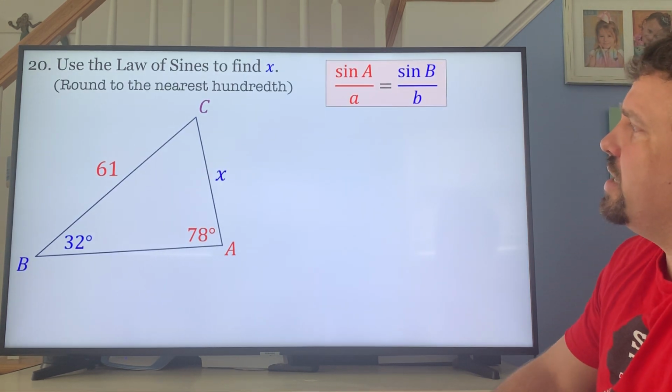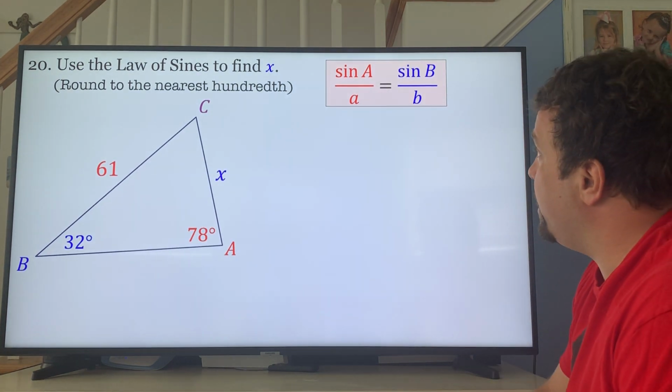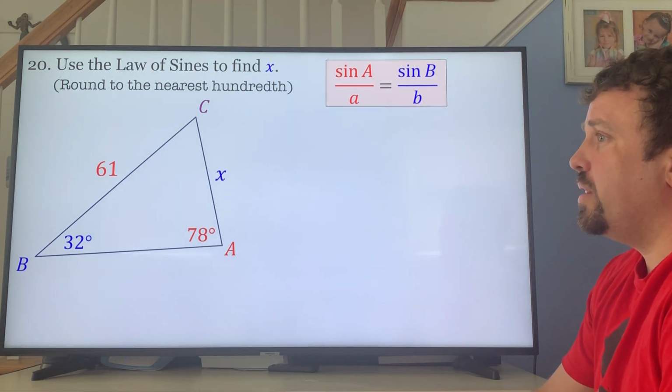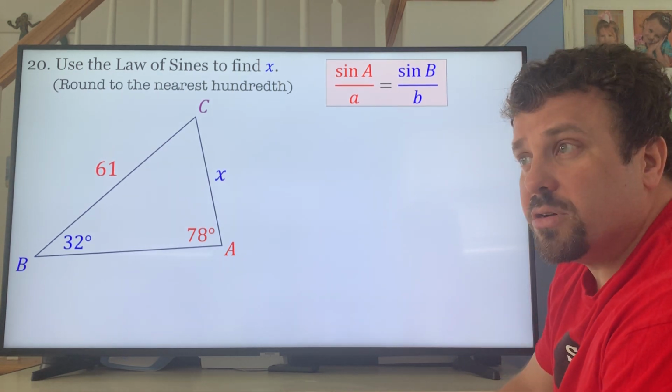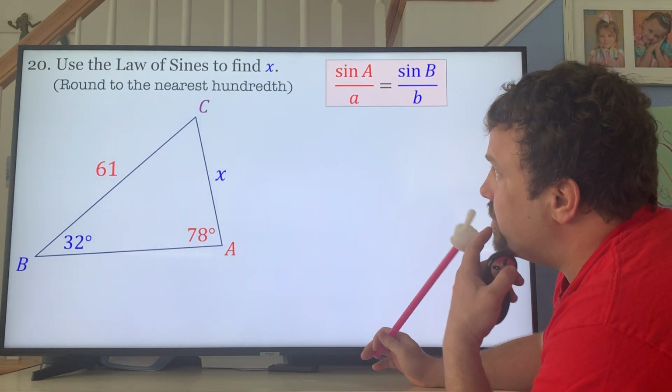This is the law of sines and the law of cosines. Law of sines right here: sine A over a equals sine B over b. When you take your test, I'll even let you use all your notes. It's okay. That means you can have this equation for yourself. So, round to the nearest hundredth.